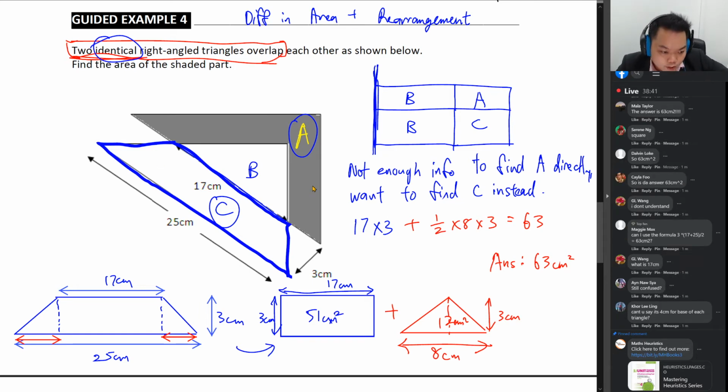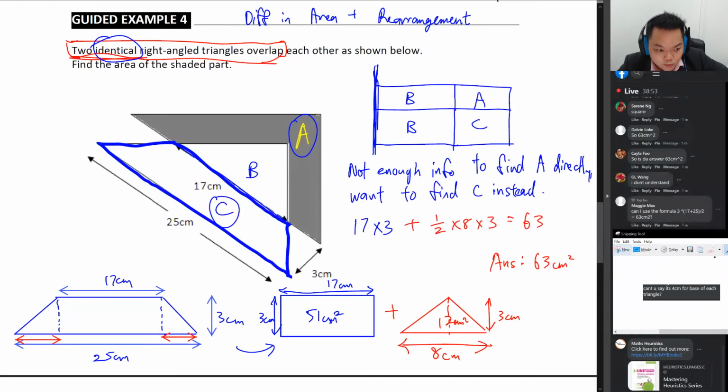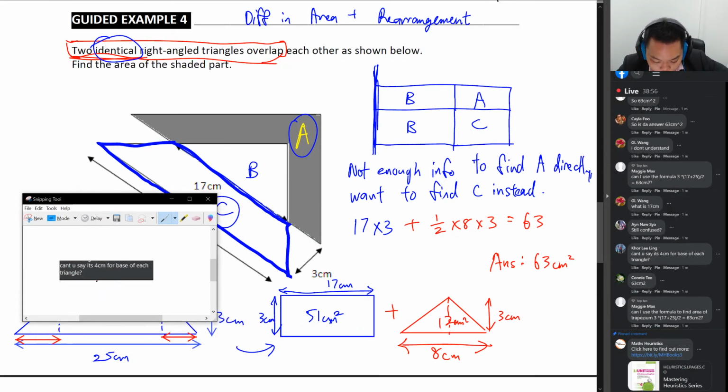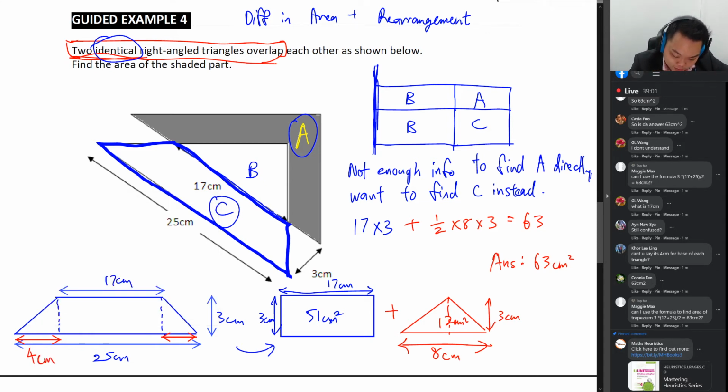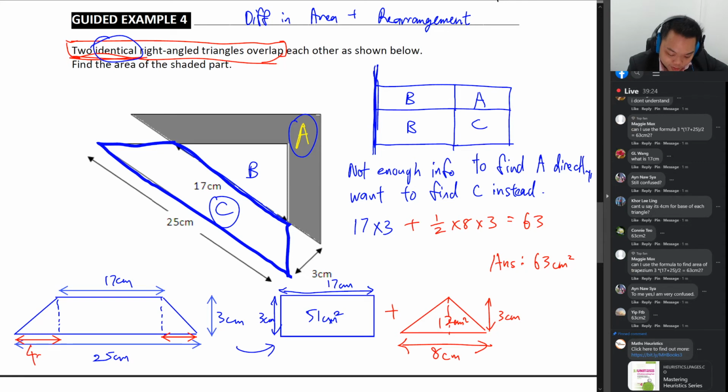Can't you say that it's 4 cm for the base of each triangle? So here I got one comment that I think I need to address, because I think it's a very common misconception. Can you not assume that it's 4 cm for each of the triangles, like this and this? The answer is, if you are doing it for demonstration purposes, to give you a concrete number to feel your way through, yes, but you do not show it in your workings, because if you say explicitly that this is 4 cm and this is 4 cm, you will get marked down, because you are assuming something that may not necessarily be true.